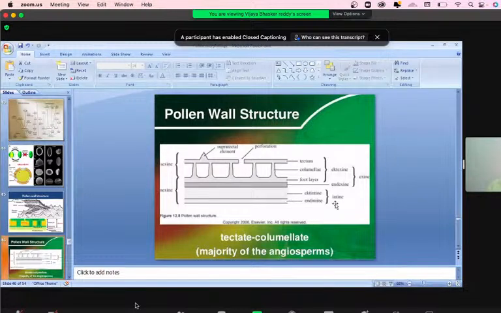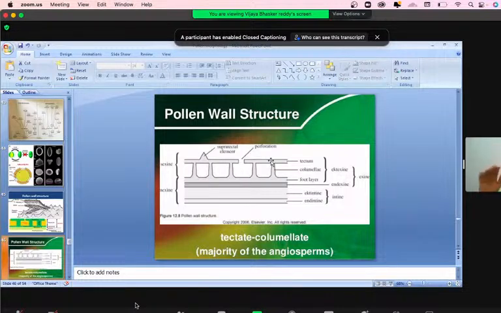This is called intine and endexine. Above this, you can see the foot layer, and above this, you can see rod-like structures. They are called as columellae. Above this, there is a roof layer called as a tectum. If the tectum is present, then those pollen grains are called as tectate pollen grains.